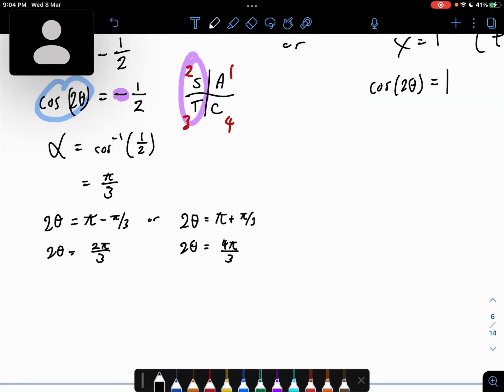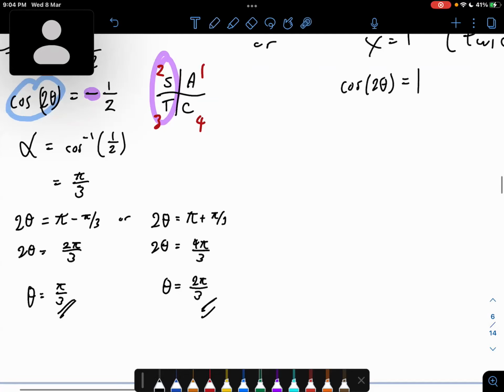Then are we done? No. Solve for theta. Divide by 2: pi over 3, and 4 over 2, 2 pi over 3. Yeah, okay. Your fractions, go practice. Next one, then plus 180, I mean plus pi. Then what should you do first?